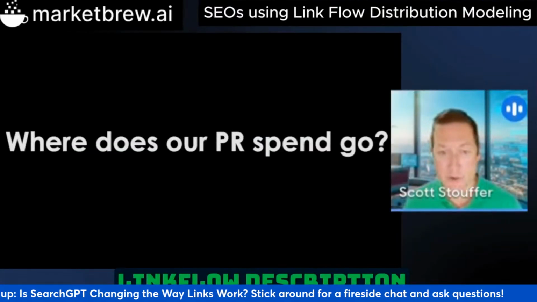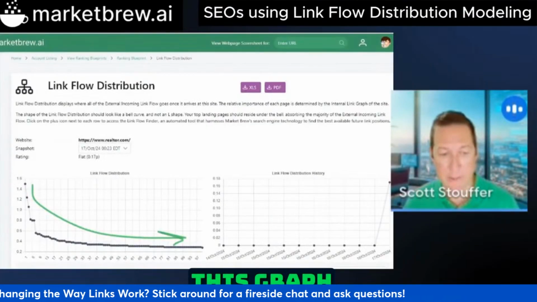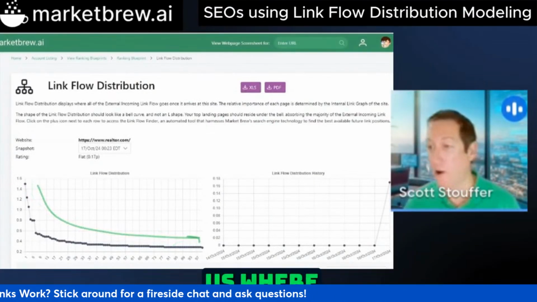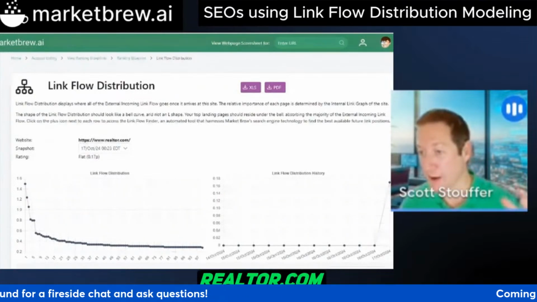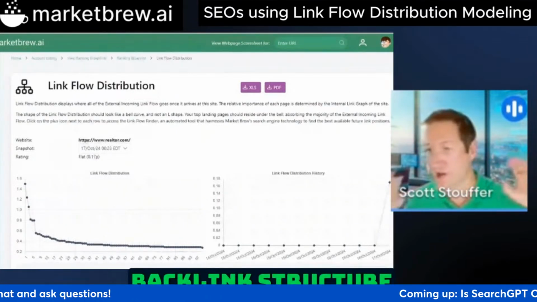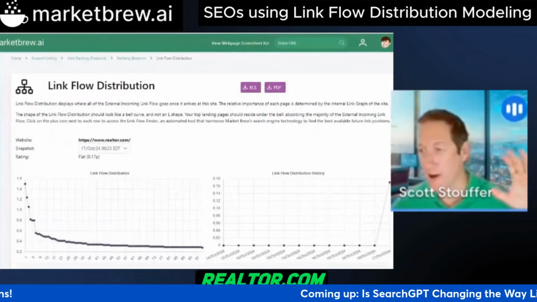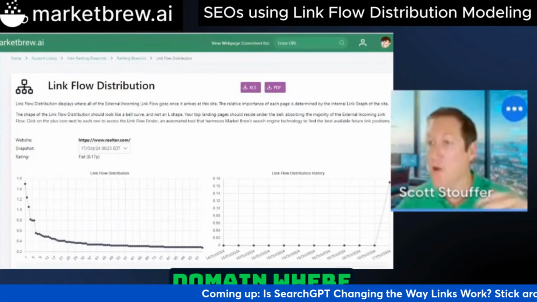So here is your link flow distribution for realtor.com, this graph right here. This is a curve that tells us where all the money goes once it comes to realtor.com. So you have all the PR and the backlink structure all linking to different pages in realtor.com. Once it arrives at the subdomain, where does it go?